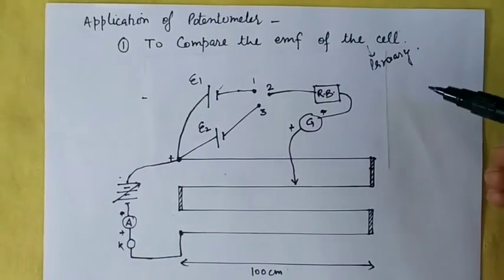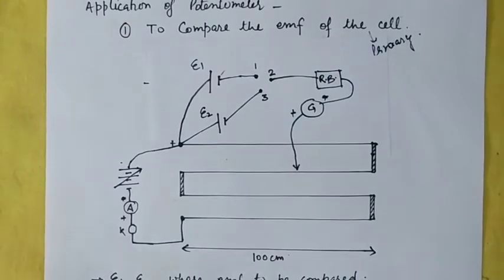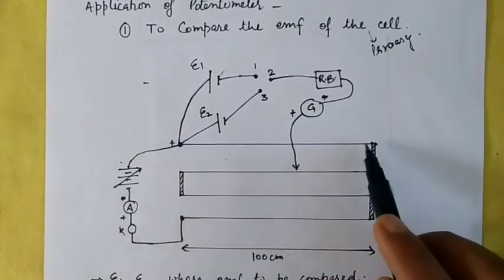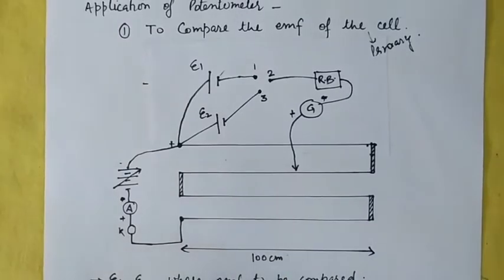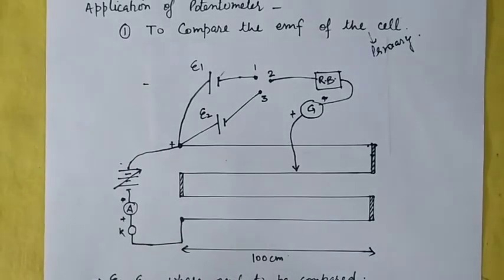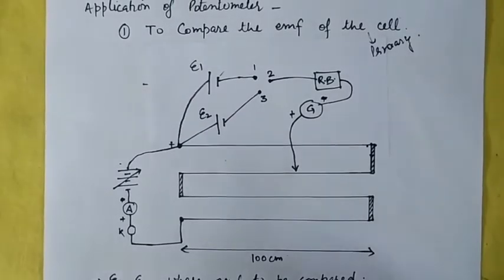Now we know that the potentiometer wire consists of 400 centimeter wire. This is your 100, 200, 300, 400 centimeter wire, and this wire we know it is made up of an alloy because of its low temperature coefficient.